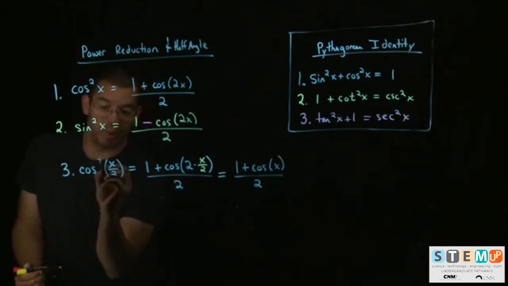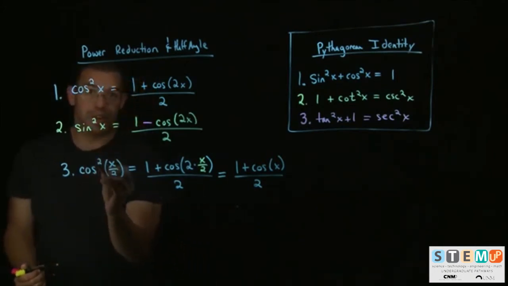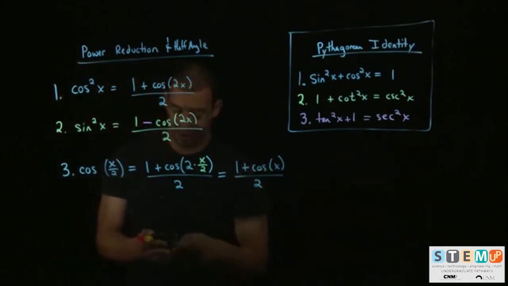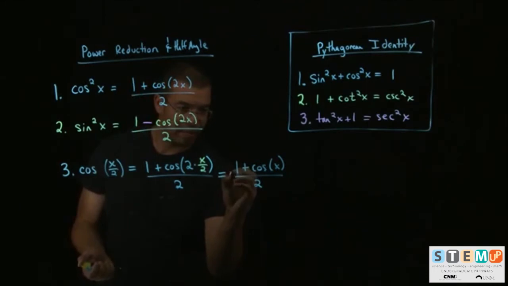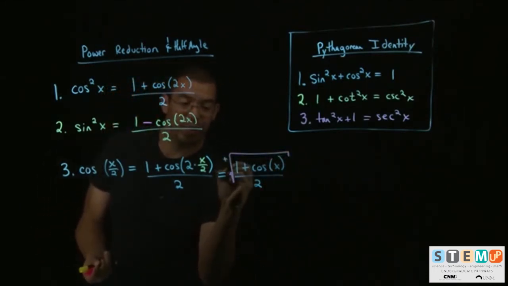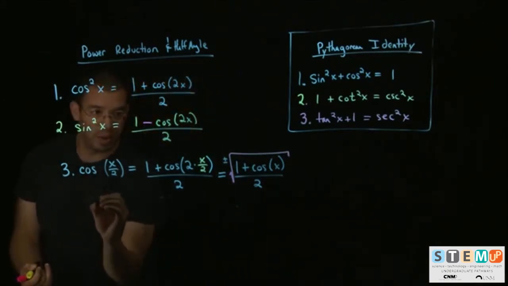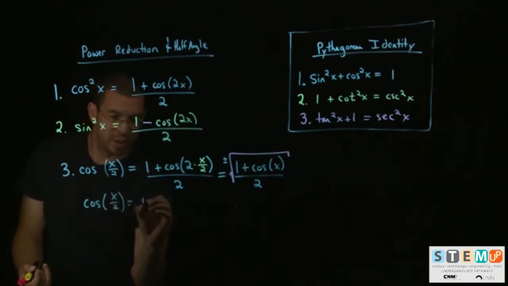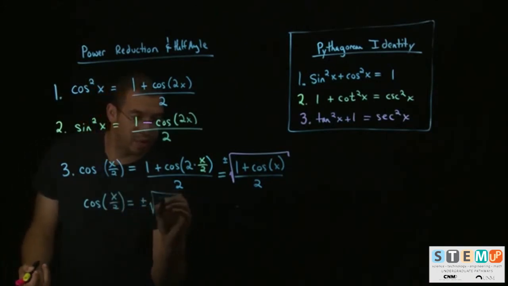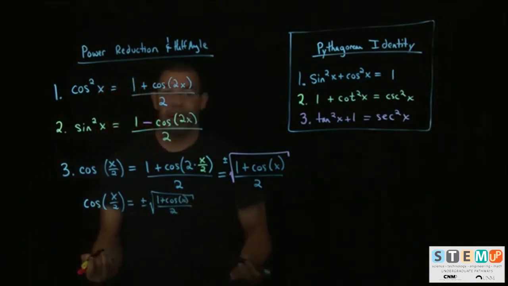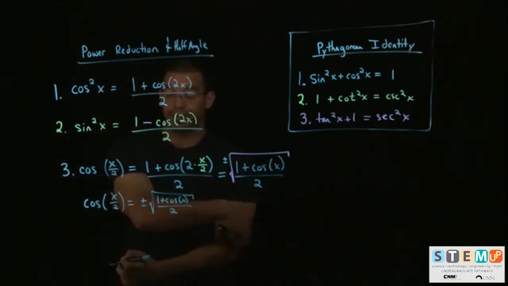So how do I get rid of it? If something's squared, I square root both sides. So if I square root this side, this 2 goes away, right? Square rooting this other side, then I have to do plus or minus, right? So then we know that the cosine of x over 2 is equal to plus or minus the square root of 1 plus the cosine of x, all divided by 2. So that's our half angle formula for cosine.